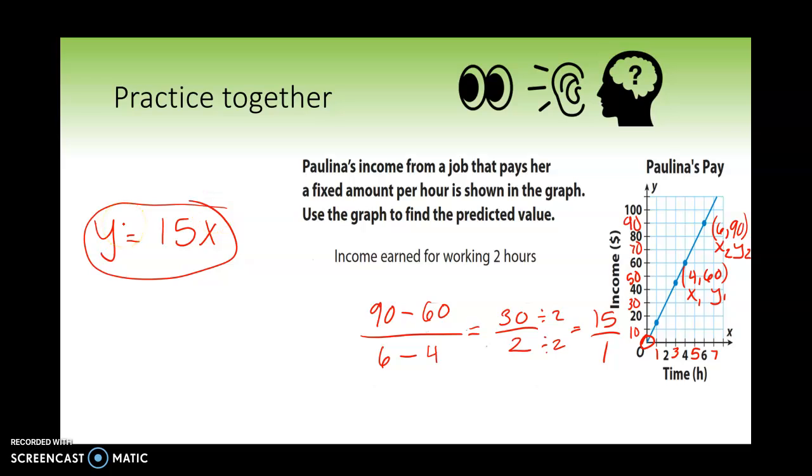So lastly, we got to do our prediction. It says, what is the income for working 2 hours? Hours is the time, which is on the x. So I'm going to put 2 in for x. So y equals 15 times 2. y equals 30. So she will make $30 if she works 2 hours.